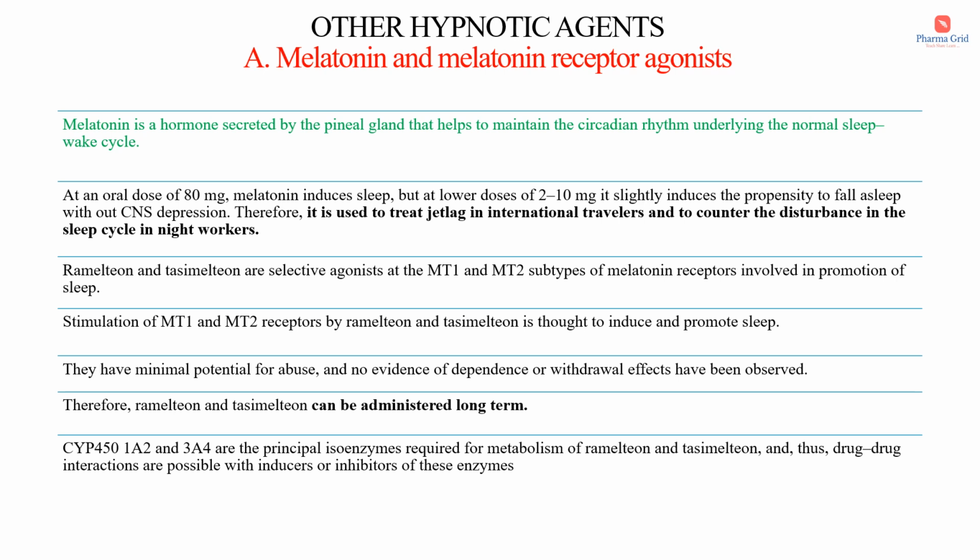Okay, so the advantages of this melatonin receptor agonist include they have minimal potential for abuse and there is no evidence of dependence or withdrawal effects. So because of these advantages, Ramelteon and tasimelteon can be administered long term. Cytochrome P450, that is CYP1A2 and CYP3A4, are the principal isoenzymes required for the metabolism of Ramelteon and tasimelteon, and thus drug-drug interactions are possible with enzyme inducers or inhibitors of these particular enzymes.